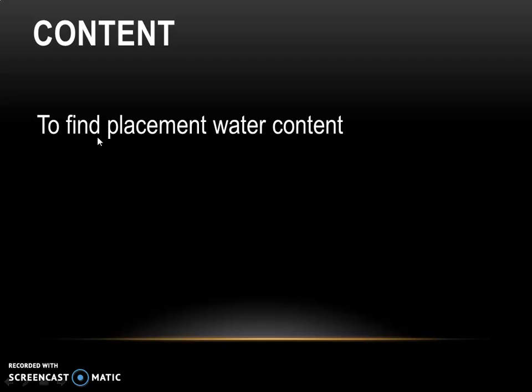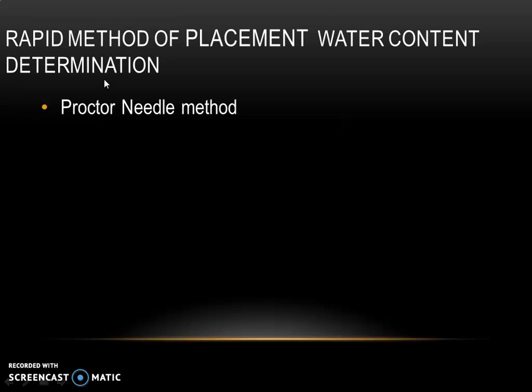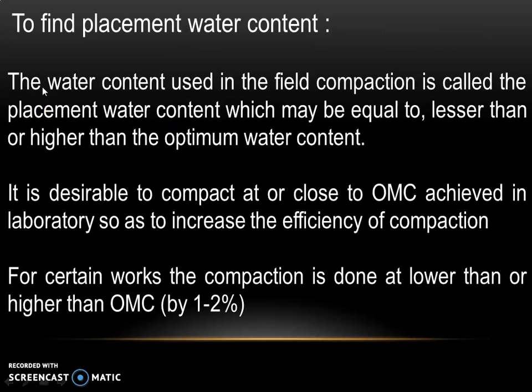In this presentation, we will learn to find placement water content. Rapid method of placement water content determination is Proctor needle method. The water content used in the field compaction is called the placement water content, which may be equal to, less than or higher than OMC. It is desirable to compact at or close to OMC achieved in laboratory so as to increase the efficiency of compaction. For certain works, the compaction is done at lower than or higher than OMC by 1 to 2%.